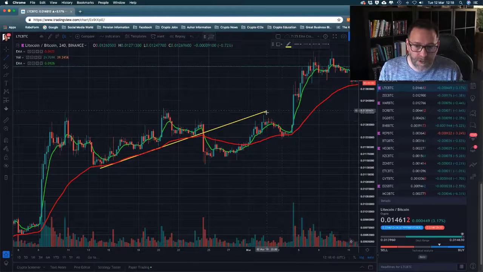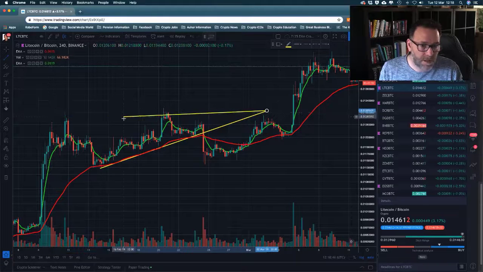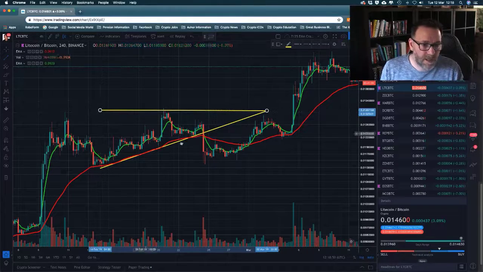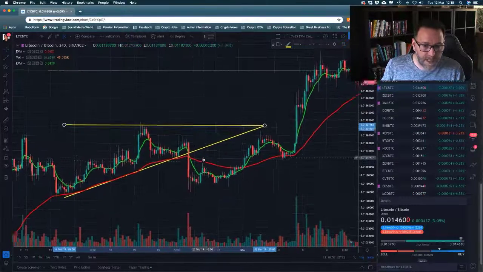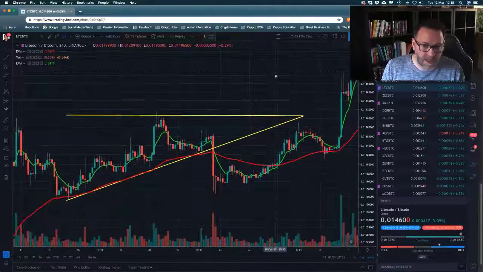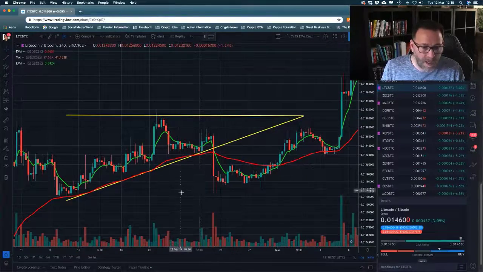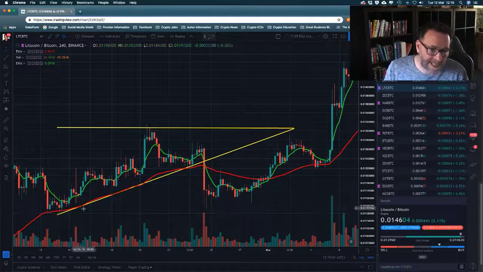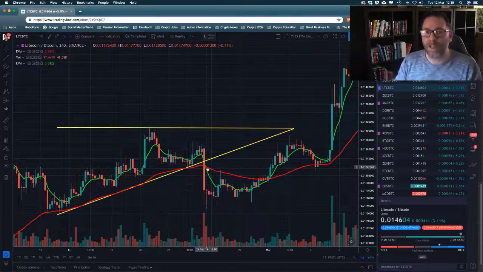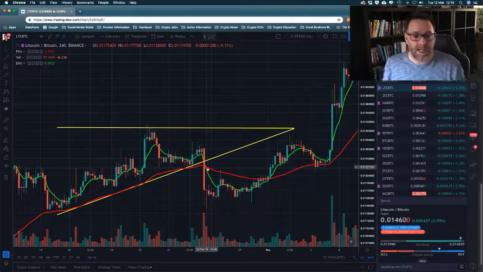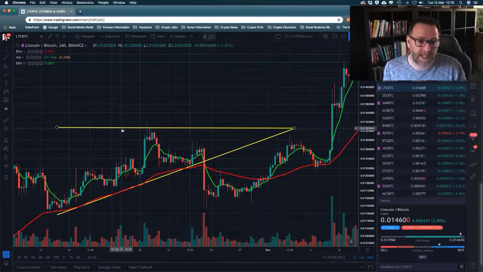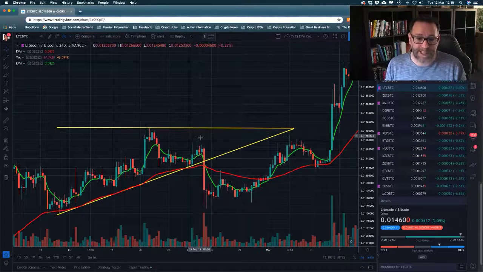And I'll put the ascending triangle. This is the resistance line of the triangle. And we can see here, this is acting as support, the slope upwards. So what we're doing, we're getting higher lows again, but we're not really getting higher highs because this resistance line keeps on getting hit.